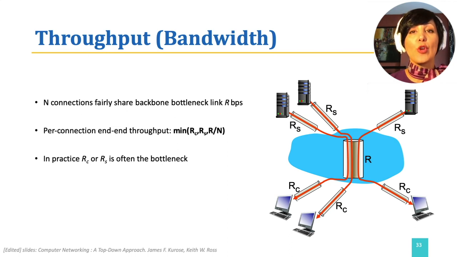It is worth noting, due to reasons we will discuss later, in practice, usually either of RC, the access link capacity of the receiver, or RS, the access link capacity of the sender, is the bottleneck.